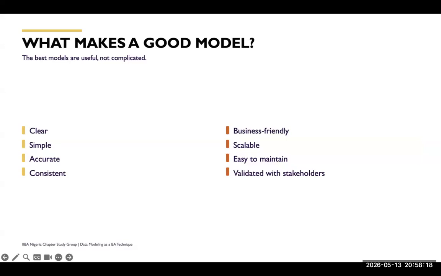And what makes a good model? It needs to be clear, it needs to be simple, it needs to be accurate, it needs to be consistent. Yeah, we just said lack of consistency. And it needs to be validated with stakeholders. Very, very important.